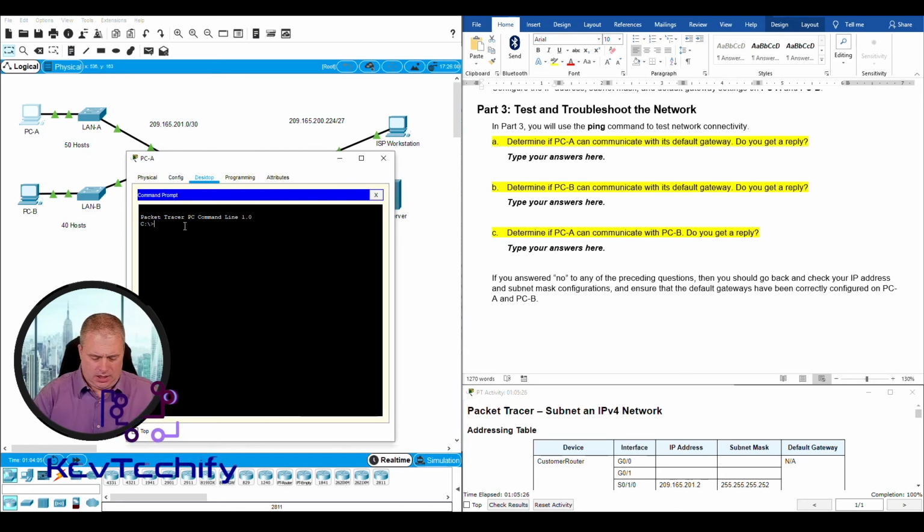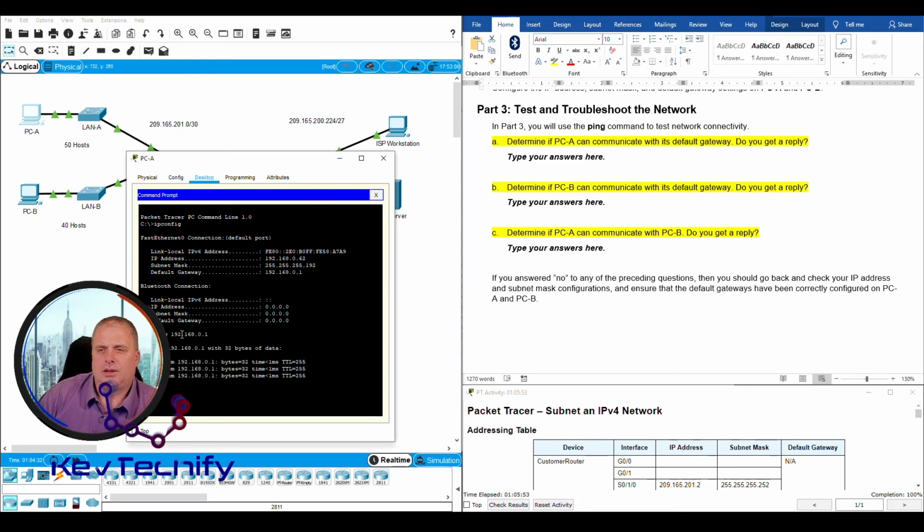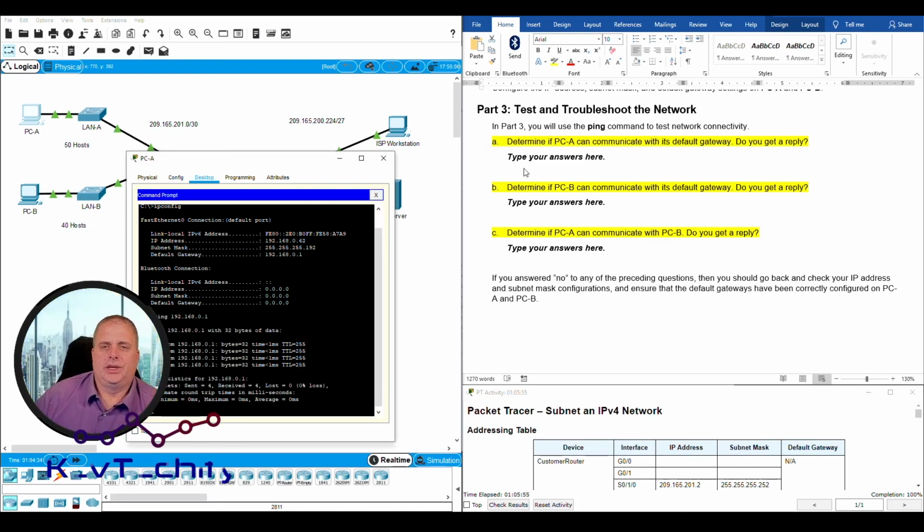Now, I'm going to type in ipconfig, all one word, hit enter. That's going to list out what my default gateway is. I could look it up in the chart. I could have scrolled up. I could go into the IP settings, but this gives me my IP address right there. Now, go ahead and ping our default gateway. Type in ping space 192.168.0.1. Yes, we get a reply.